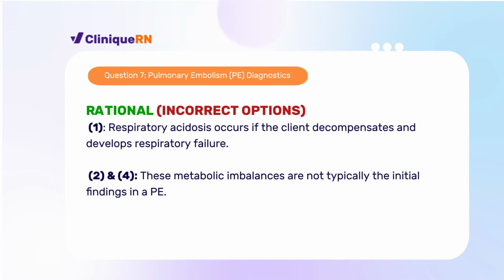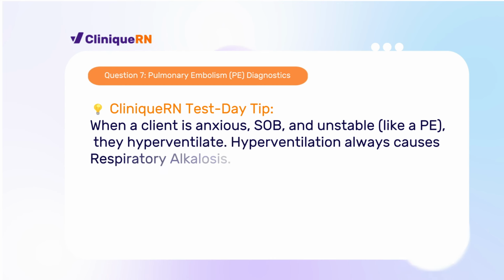Incorrect options. 1. Respiratory acidosis occurs if the client decompensates and develops respiratory failure. 2 and 4. These metabolic imbalances are not typically the initial findings in a PE. Clinique RN test day tip. When a client is anxious, SOB, and unstable, like a PE, they hyperventilate. Hyperventilation always causes respiratory alkalosis.